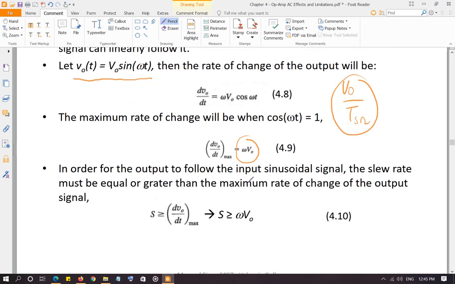So the slew rate has to be greater than or equal to the maximum rate of change in order for the output to follow the input. So slew rate has to be greater than or equal to omega V naught in order for the output to follow the input.